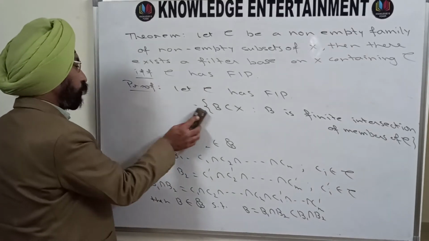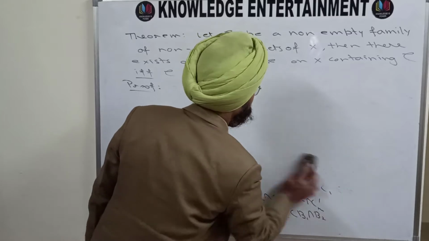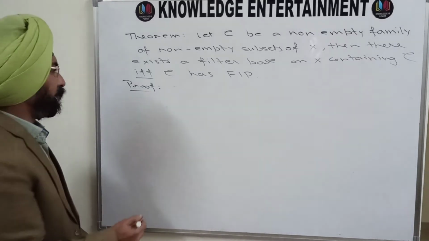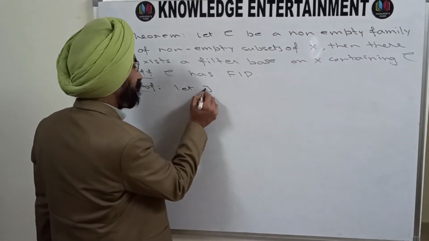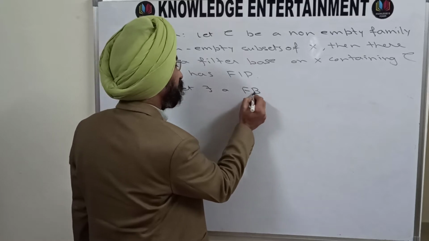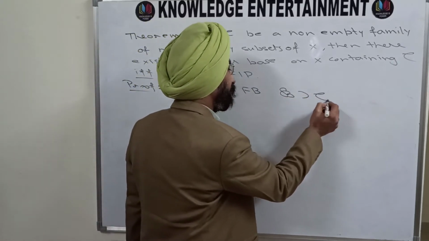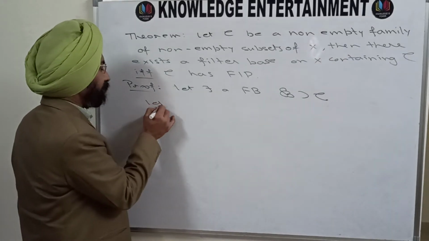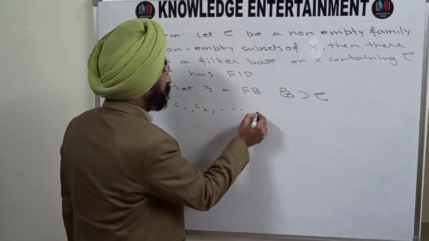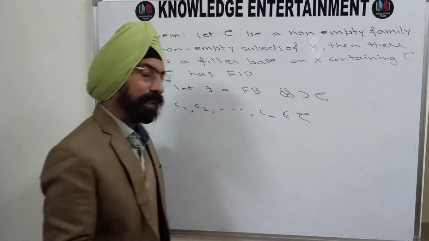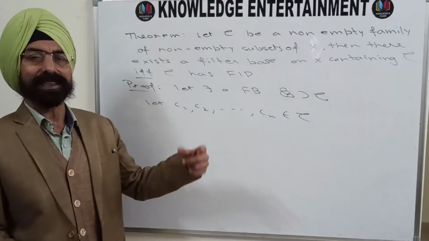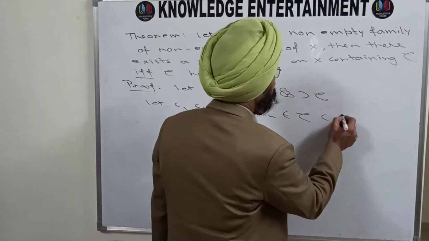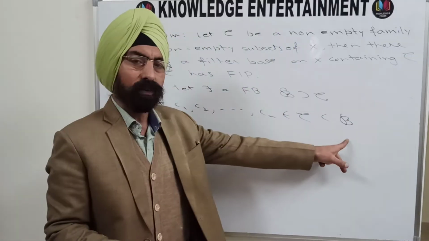And now let us move on to the converse part of this theorem. Conversely, we suppose that there exists a filter base B containing C. And we have to show that C has FIP. Let C1, C2, Cn be a finite number of members of C. What we have to show is that their intersection is non-empty. Now they are members of C, and C is a subset of B, so they are also members of B.